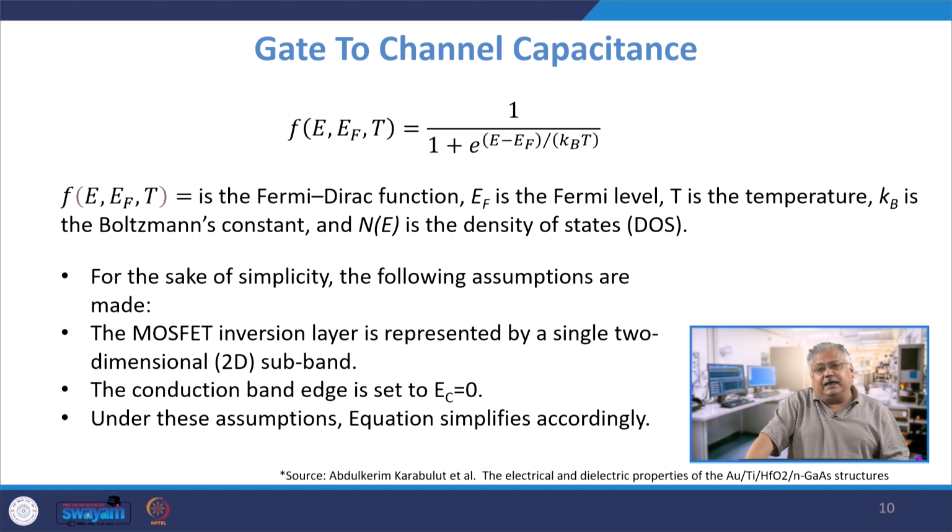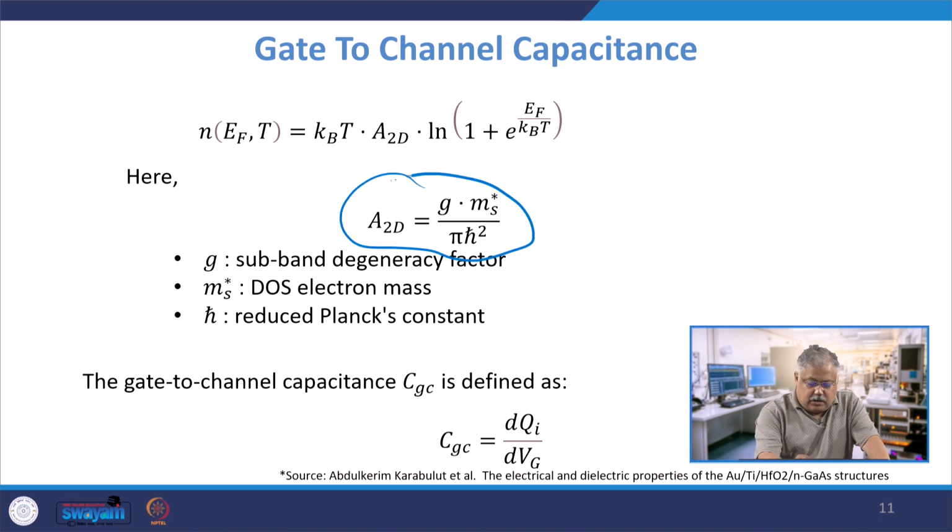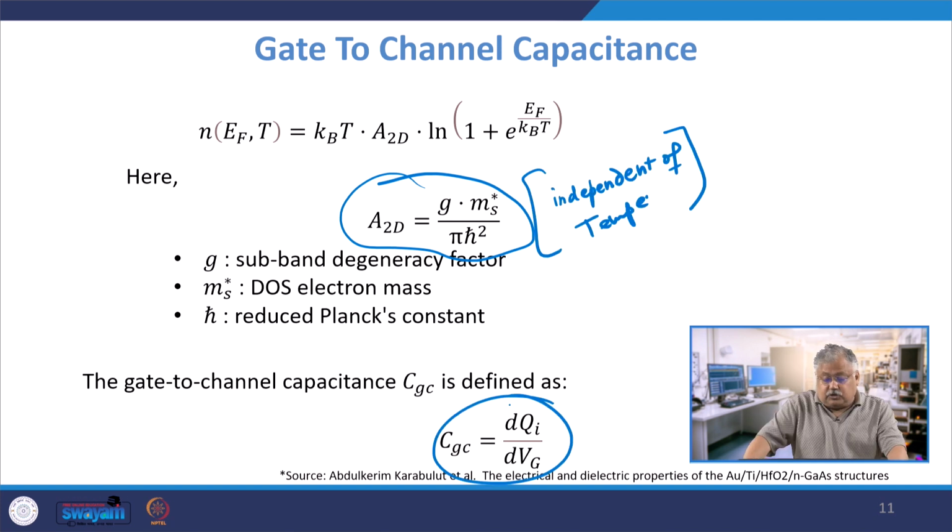We are also assuming that EC is set to 0, that makes my life easier because the integration becomes much easier in that case. Under such a criterion, the above equation converts to this equation, which is N of EF, T equals KBT into A2D into ln of 1 plus e to the power EF by KBT, where A2D is basically a constant depending upon the density of state mass, electron mass. So, this is a constant which I can assume to be almost independent of temperature.